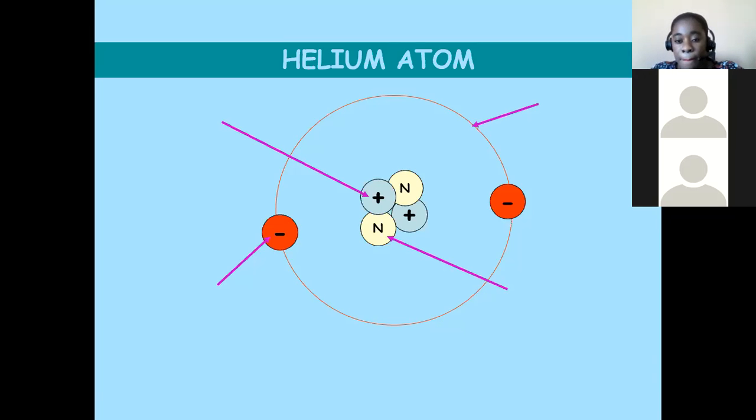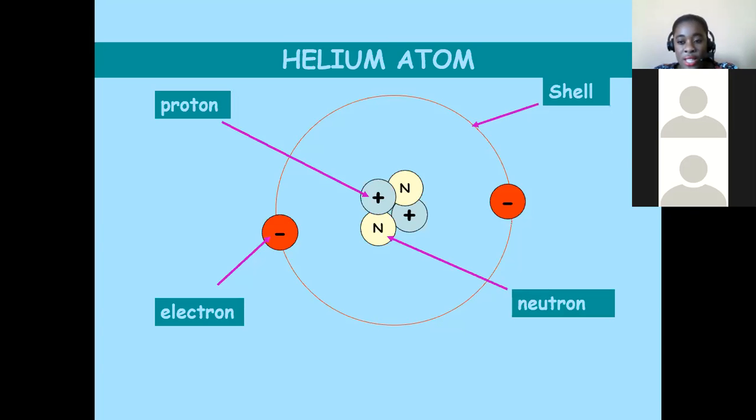Neutrons and protons are inside the nucleus? Yes, so you can write that down. The protons and the neutrons are inside of the nucleus. And then the electrons are found outside on electron shells. Everybody has that? All right, so this is the proton, this is the neutron, this is the electron, this is the shell.